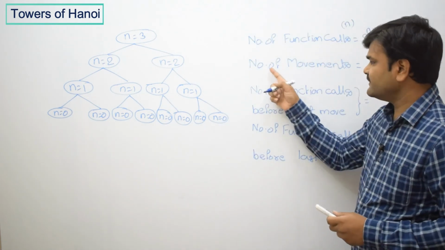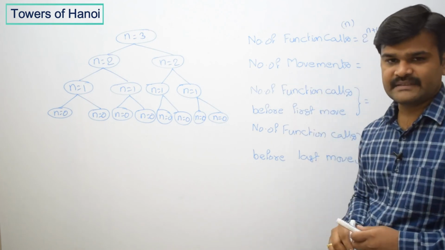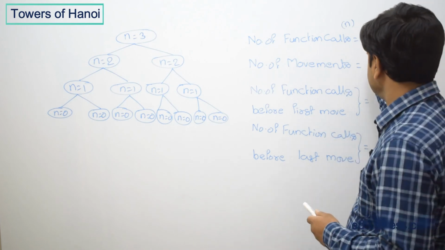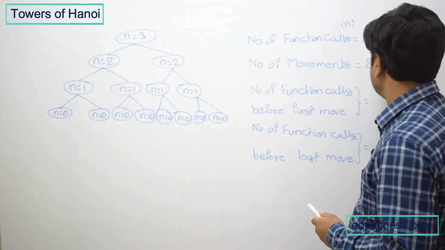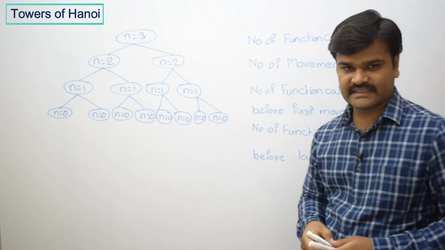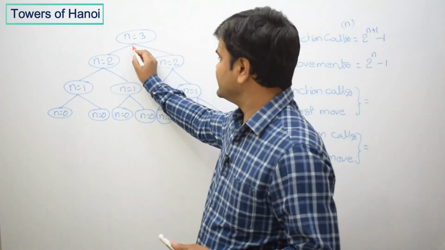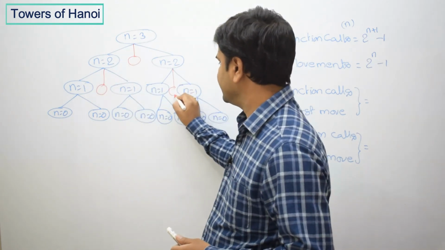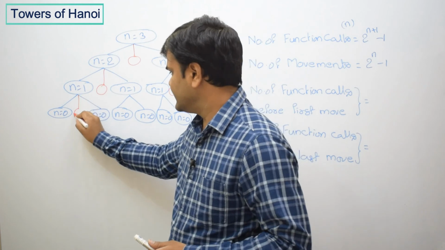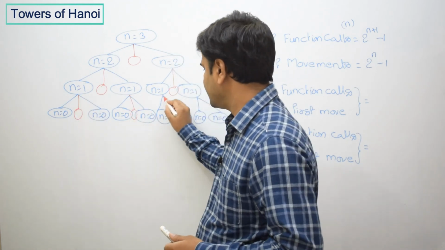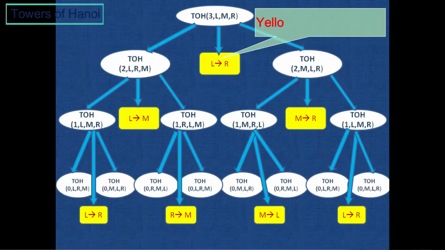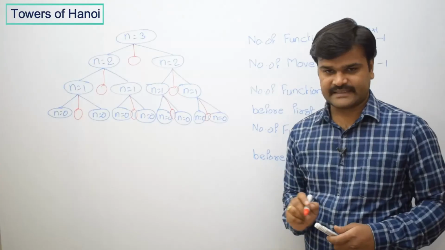And at the same time, how many movements happened? The total number of movements we also already saw, that is 2 power n minus 1. That means a total of 7 movements are there. So when n is 3, here one movement, here one movement, and so till now 3, here 4, here 5, and here 6 and 7. So when n is 3, 2 cube minus 1, that is 8 minus 1, 7. So 7 movements are there.